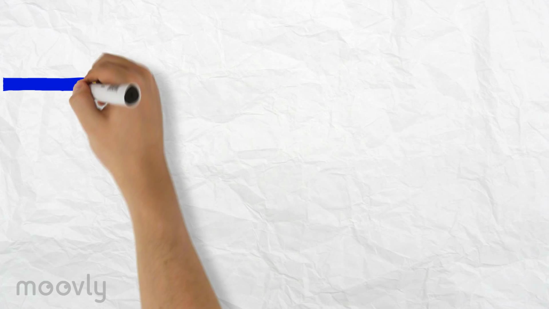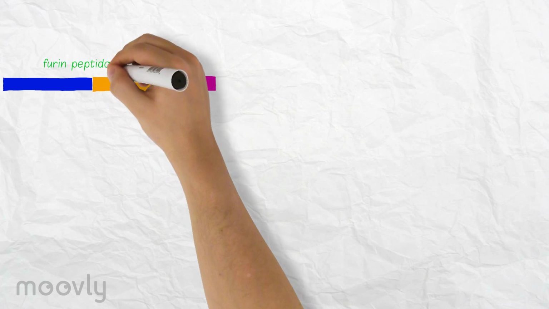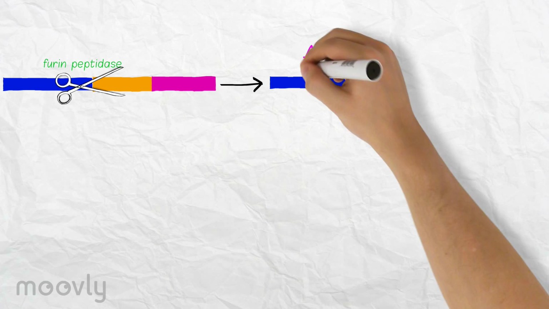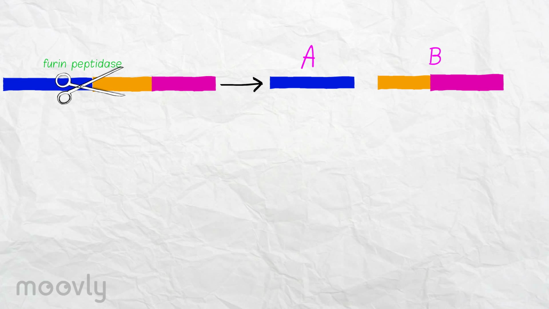Now let's have a look at the life of the toxin. It is synthesized and secreted from the bacteria as a single polypeptide chain, but encounters furin peptidases on the surface of host cells. These cleave the chain into the A and B subunits, which then become joined by a disulfide bond between cysteine residues in the 2 portions of the toxin.